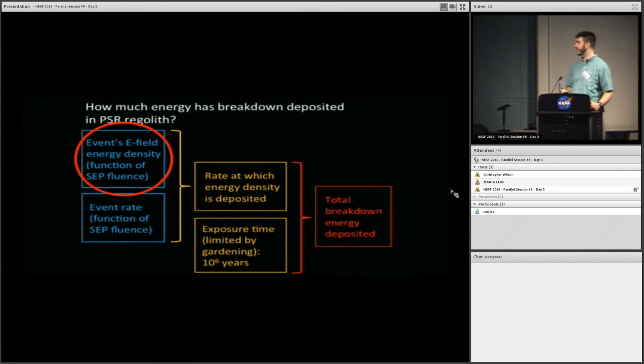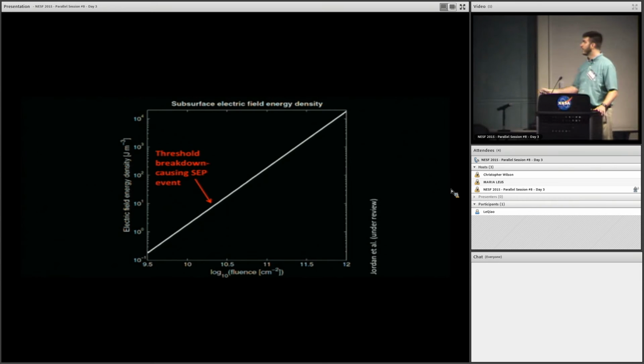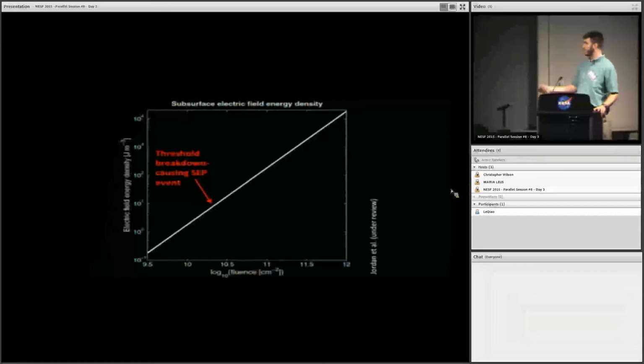So just to give you a feel for what the energy density might look like here, these are kind of funky labels on the axes, so I apologize for that. Bottom is the log base 10 of the fluence, and on the y-axis is the electric field energy density. This is in the subsurface again. So right about here is a SEP event that can just barely produce breakdown. It's a fluence of about 2 times 10 to the 10 particles per centimeter squared, and this is actually based on, I believe it was the SCATHA satellite, which looked at charging and breakdown of components. And they figured out that fluence. And you can see that the joules per meter cubed there is about 10.